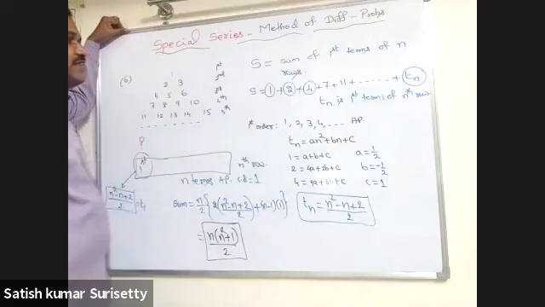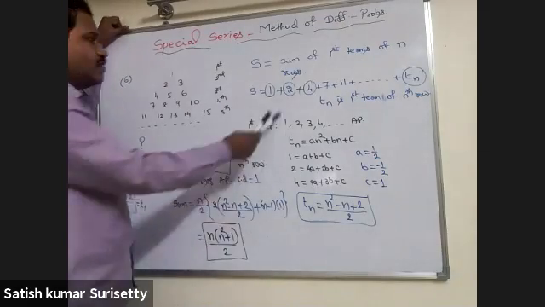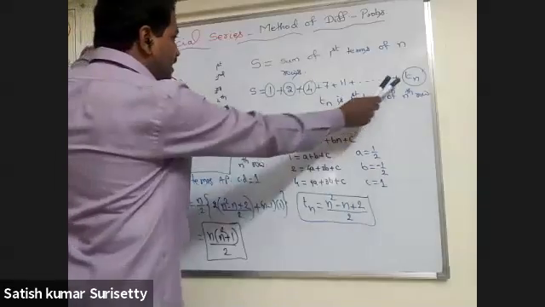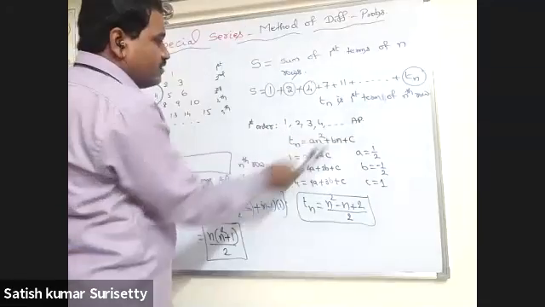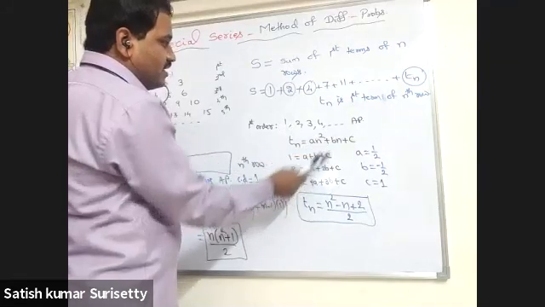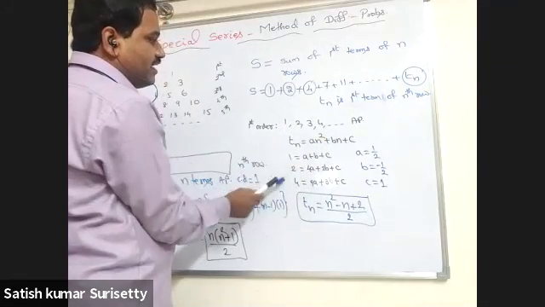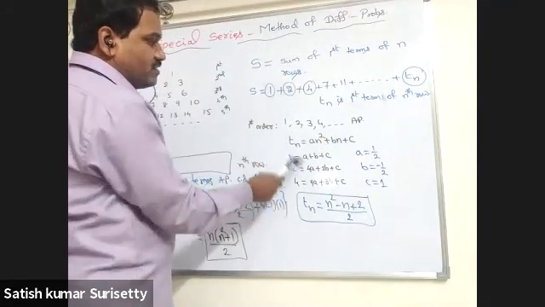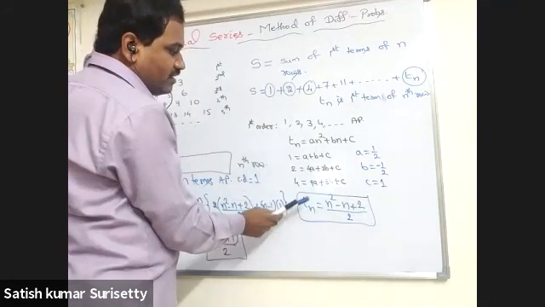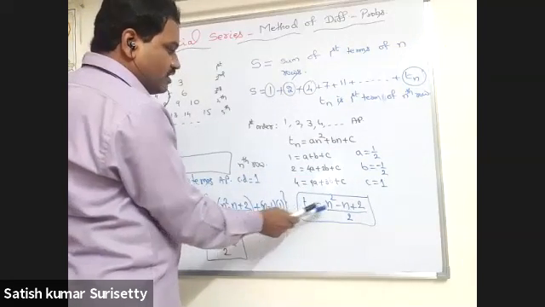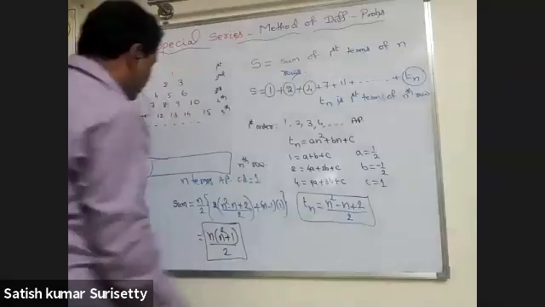Either you can go for the derivation method or you can use the formula, because the first order differences are in AP. So the nth term will be of the form a n square plus bn plus c. You can calculate a, b, c by substituting n equal to 1, 2, 3 and solve for a, b, c. Then you can find that the first term of the nth row is n square minus n plus 2 upon 2.